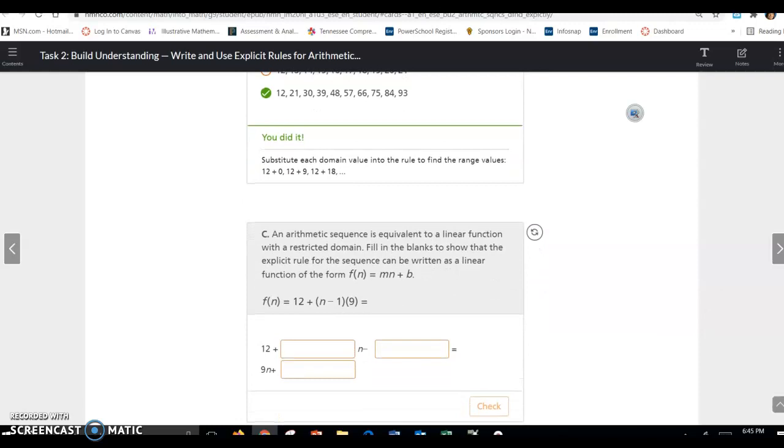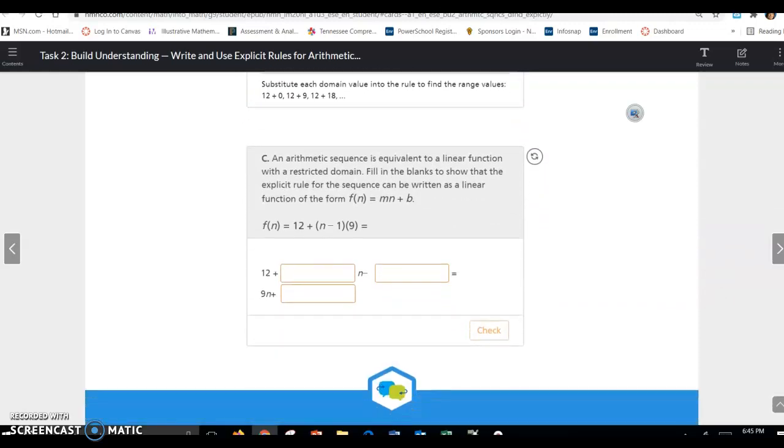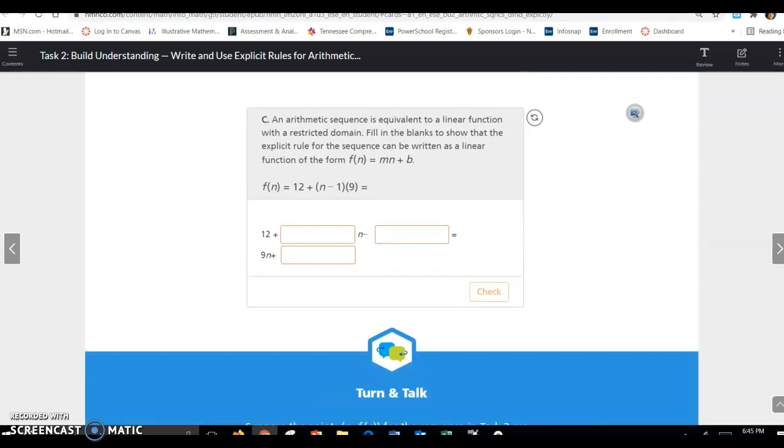And you can write that out if you can't do that with mental math, but hopefully you understood what I did just there. If not, please let me know. All right, an arithmetic sequence is equivalent to a linear function with a restricted domain. Fill in the blanks to show that the explicit rule for the sequence can be written as a linear function of the form f of n equals mn plus b.